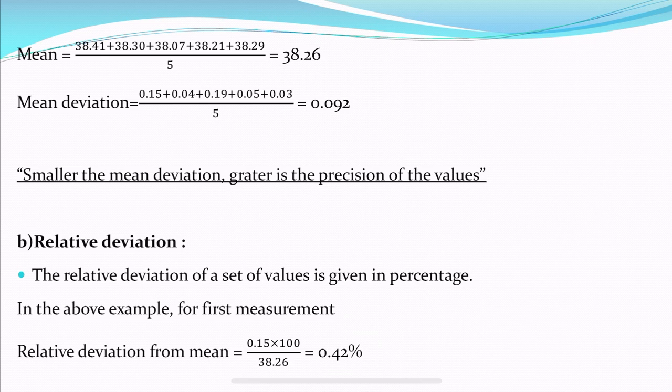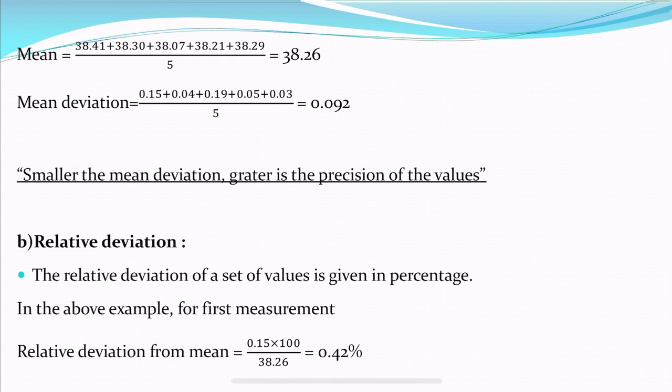So here I can make one statement: the smaller the mean deviation, the greater is the precision of the values. Okay, this is what mean deviation is. Next, moving on to the next method of expressing precision, which is relative deviation. Sometimes a relative method for expressing precision can be used. The relative deviation of a set of values is given in terms of percentage. If we express it in terms of percentage, then it is called relative deviation.